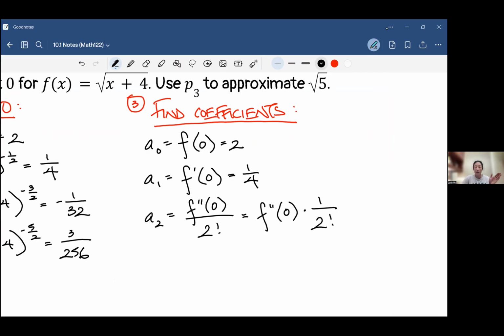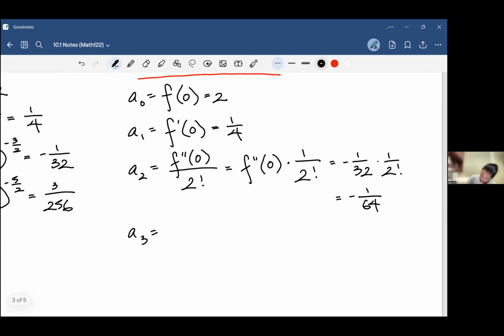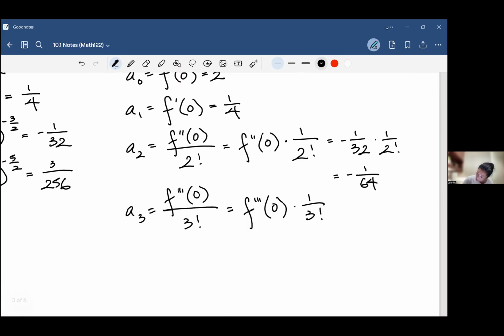Okay, so when we're working with fractions, it can get a little tough in the brain, but if you have a numerator, you can treat it as a constant in the front times whatever your denominator is, like times 1 over that denominator. Okay, so we got negative 1/32 times 1 over 2 factorial, and this gives me negative 1/64. And last but not least, A3 is going to be my third derivative at 0 over 3 factorial, which we can think about as f triple prime of 0 times 1 over 3 factorial. And what did we get for this? We got 3 over 256 times 1 over 3 factorial. And if we simplify this a little bit, we'll get 1 over 512.